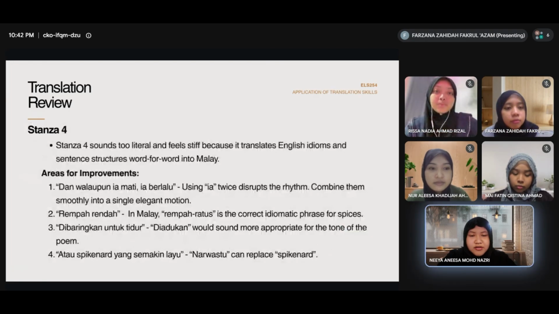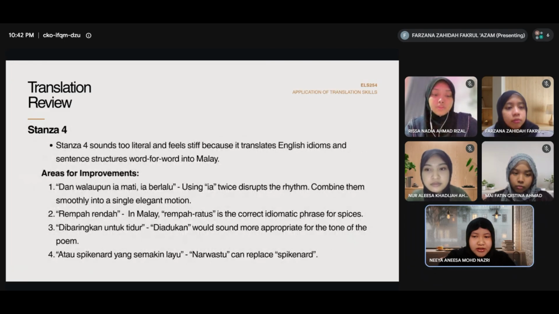Thank you, Alisa. So now I will be moving on to stanza 4. So the translation for stanza 4 generally conveys the original meaning. However, it sounds rather literal and rigid because some English expressions and sentence structures were transferred too directly into Malay. So there are several areas that could be improved.